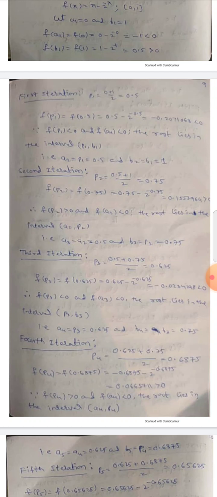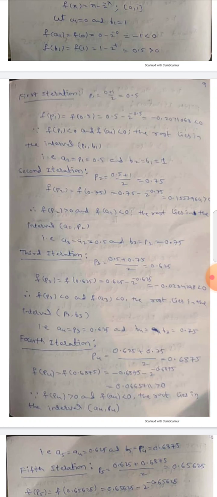Second iteration, p2 is equal to 0.5 plus 1 by 2, equal to 0.75. f of p2 is equal to f of 0.75 equals 0.75 minus 2 power minus 0.75, which is equal to 0.1553964. This is greater than 0. Since f of p2 is greater than 0 and f of a2 is less than 0, the root lies in the interval a2 comma p2. That is, a3 is equal to a2 equals 0.5 and b3 is equal to p2 equals 0.75.